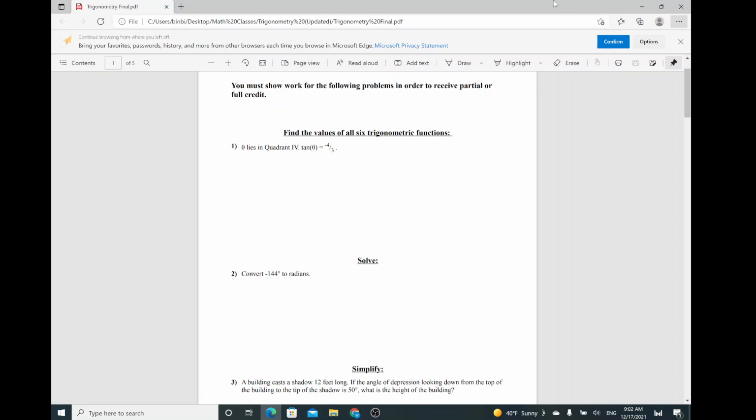As you can see right here, find all the values of the 6 trigonometric functions. Which means sine, cosine, tangent, SOHCAHTOA, and also the reciprocals of cosine, sine, and tangent. The reciprocal of cosine is secant, the reciprocal of sine is cosecant, and the reciprocal of tangent is cotangent.